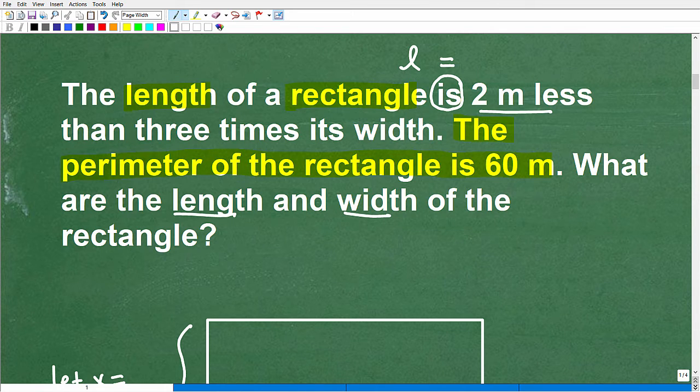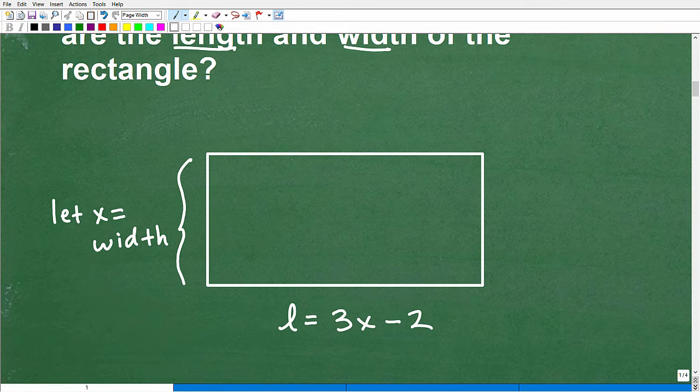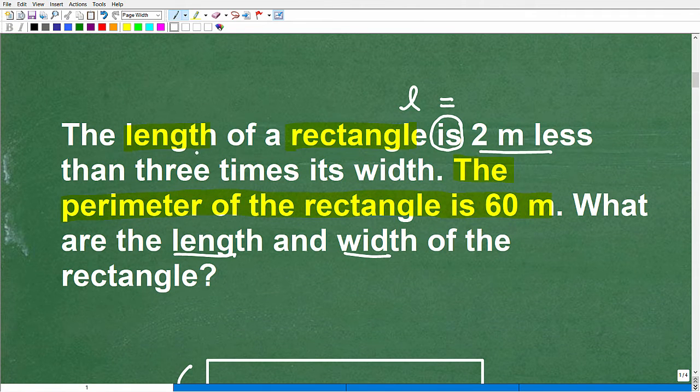So I would like, if I knew the width, I could probably build some sort of relationship here. So I don't know what the width is, but let's go ahead and assign the variable x for the width, because the length is going to be dependent upon the width. So let's let x equal the width of the rectangle. So now, thinking about that, the length of the rectangle is 2 meters less than 3 times the width. Now, I just let x equal the width, so it's going to be 2 meters less than 3 times the width.